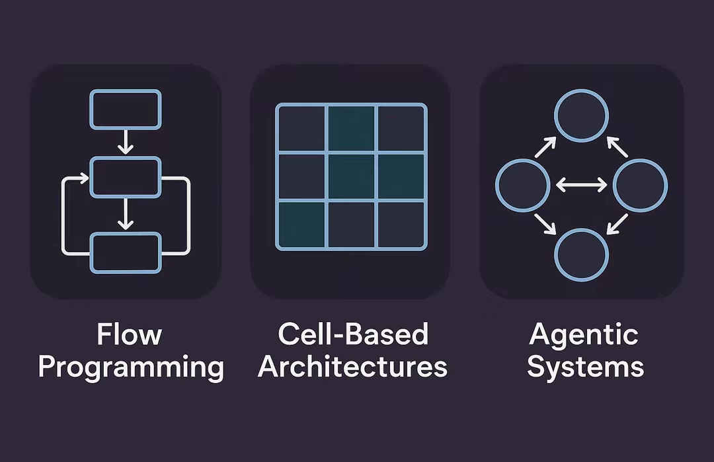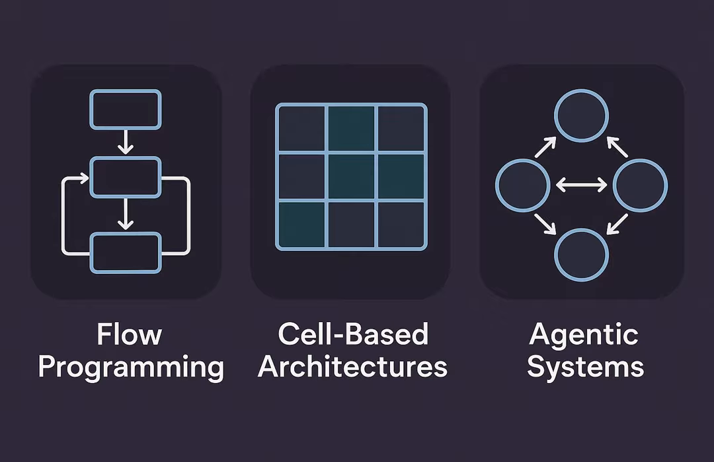Cell-based and FBP systems tend to have more prescribed, predictable structures and interactions defined at design time. Agentic systems, particularly multi-agent systems, have much more potential for emergent, sometimes unpredictable behavior arising from the complex interactions of autonomous components at runtime. That makes sense. More freedom, potentially more chaos if not managed well.